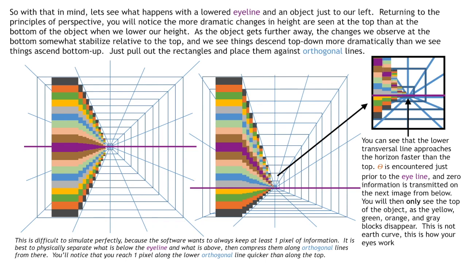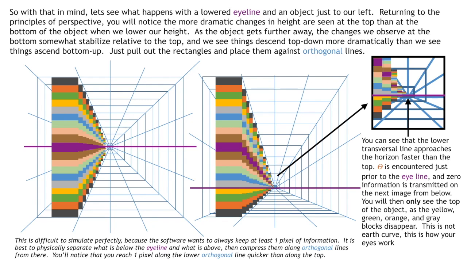Again, this is not a physical curvature phenomenon. This is how your eyes work. One note also: this is difficult to simulate perfectly because the software wants to always keep at least 1 pixel when you start to shrink things down. It is best to physically separate what is below the eye line and what is above, then compress them along the orthogonal lines from there. That is usually a better way to go.